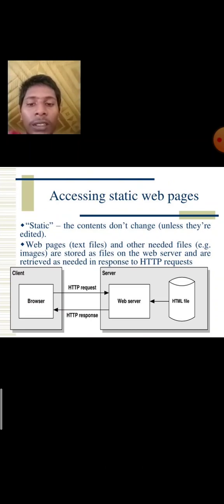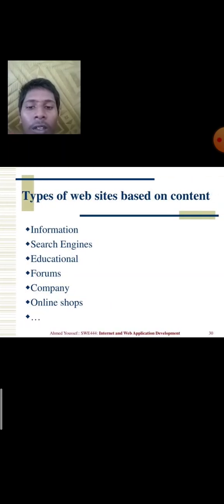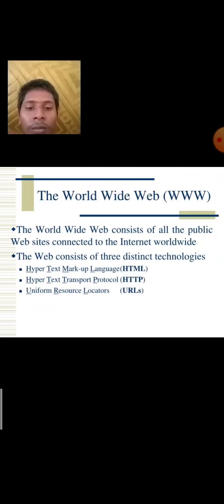Accessing static web pages. Static content does not change unless it is edited. Web pages, text files, and other needed files, for example images, are stored as files on the web server and retrieved as needed in response to HTTP requests. Client to server: browser, HTTP request, HTTP response, web server, HTML. Types of websites based on content: information, search engines, educational, forums, company, online shops, and so on.